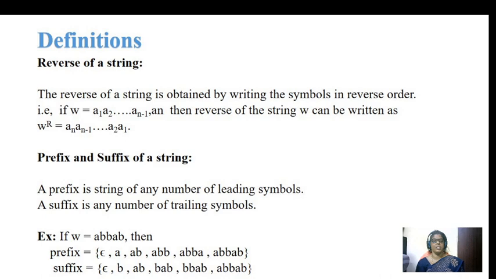From first we start with A, then AB, then ABB, then ABBA, then ABBAB. From last, the suffixes are epsilon, then B, then AB, then BAB, then BBAB, then ABBAB. So this is prefix and suffix.